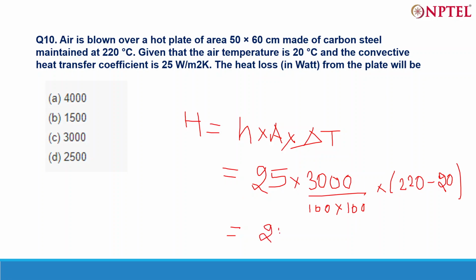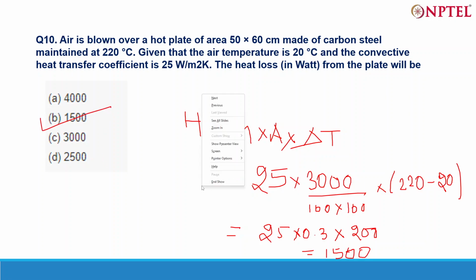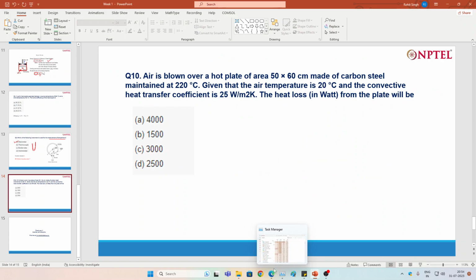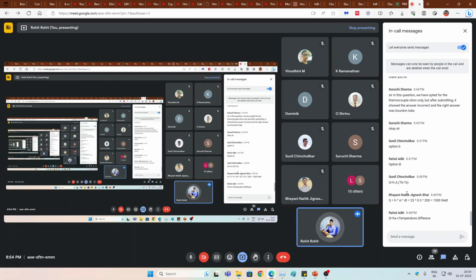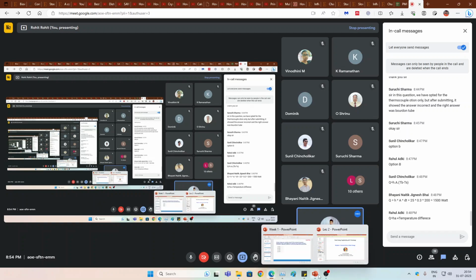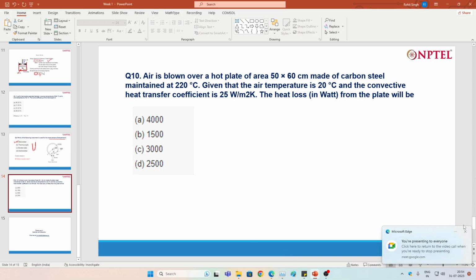So it's basically 25 into 0.3 into 200. The answer will be 1500. The correct answer is option B. So those who have got option B, Sunil, Rahul, option B is the correct answer. That is, 1500 watt is lost.